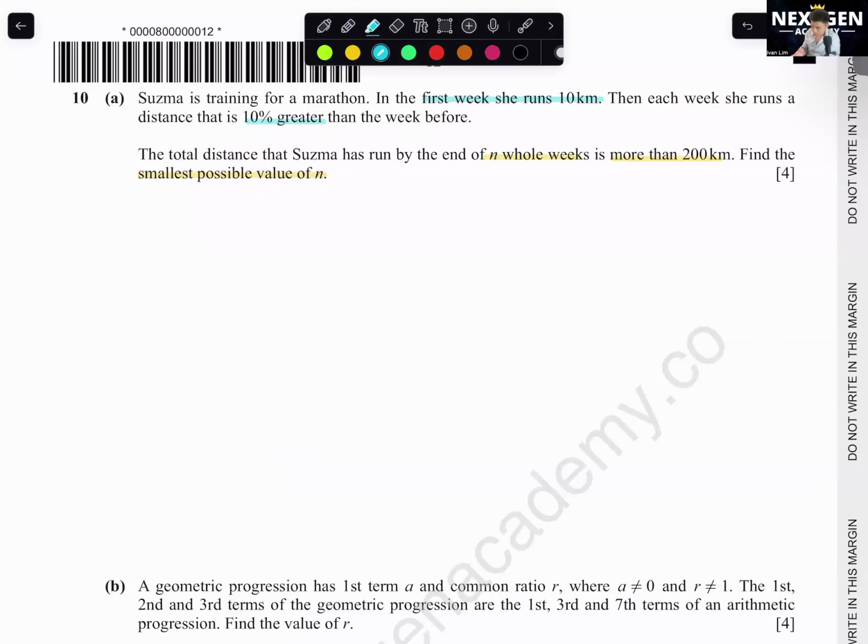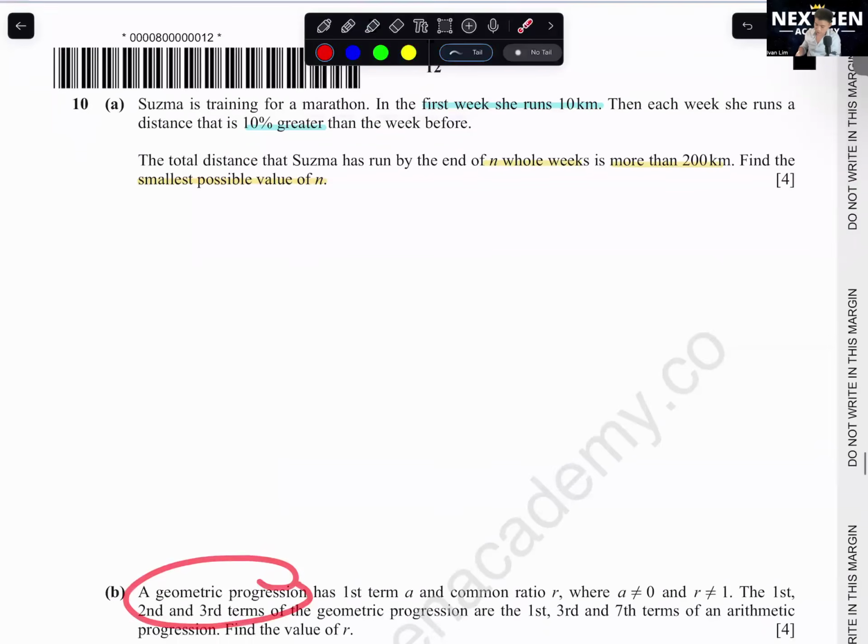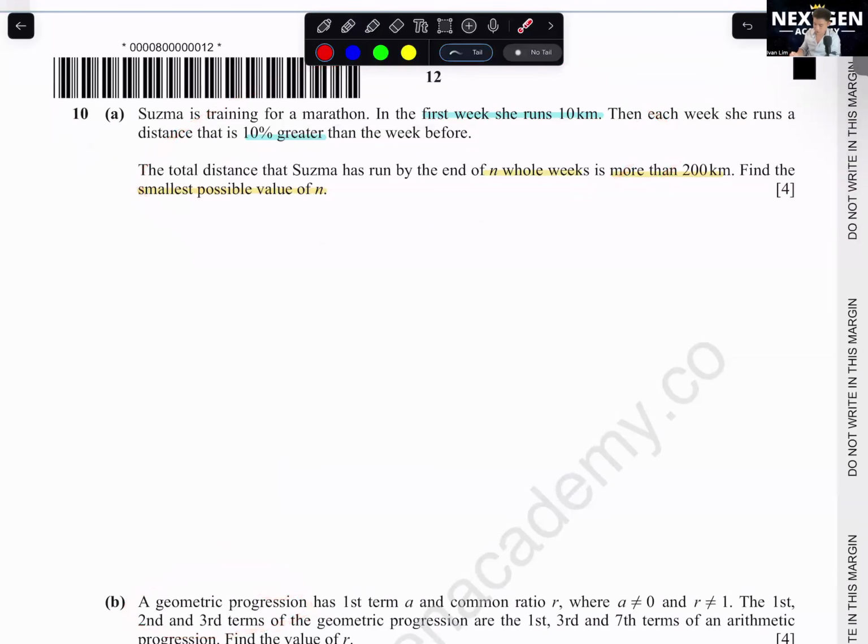When we look at this question, you may think, what chapter is this? How to get a clue? Look at the next question, okay? Because it's under the same category, right? Geometric progression. This one they never say anything about progression, so most likely this is a progression question already. Now, is this an arithmetic or geometric progression? 10% greater. Greater means you need to multiply by 1.1, which is a common ratio. So this will be a geometric progression, because of the words 10% greater than the week before.